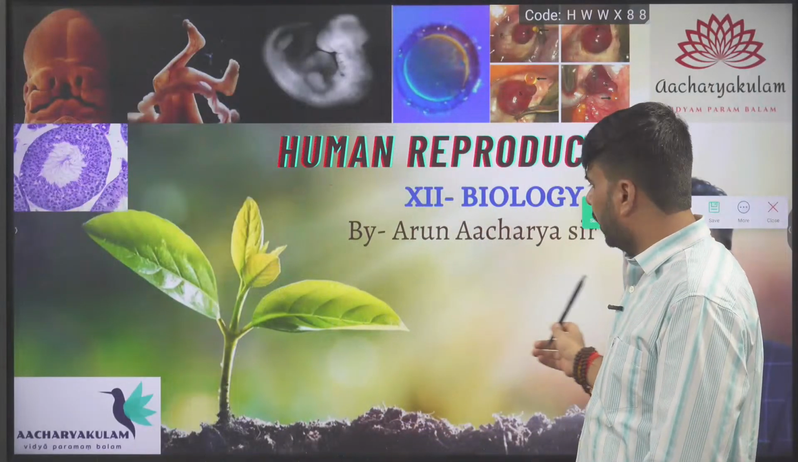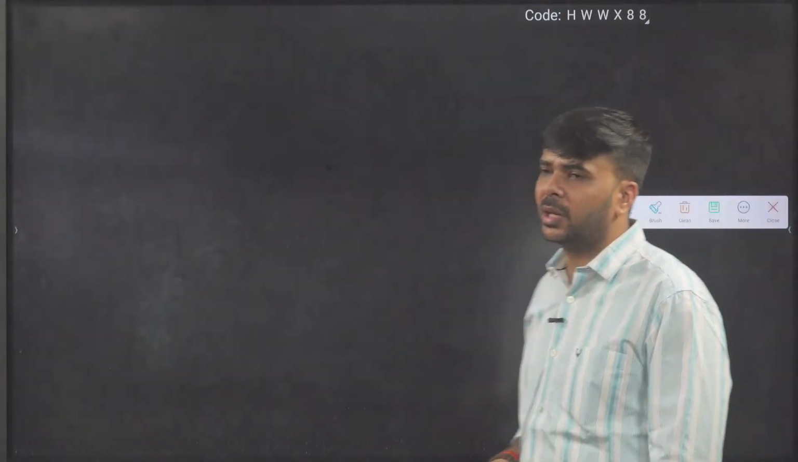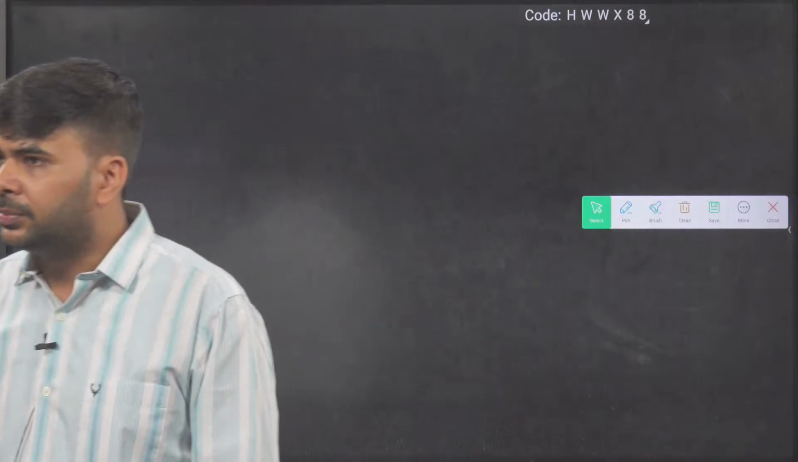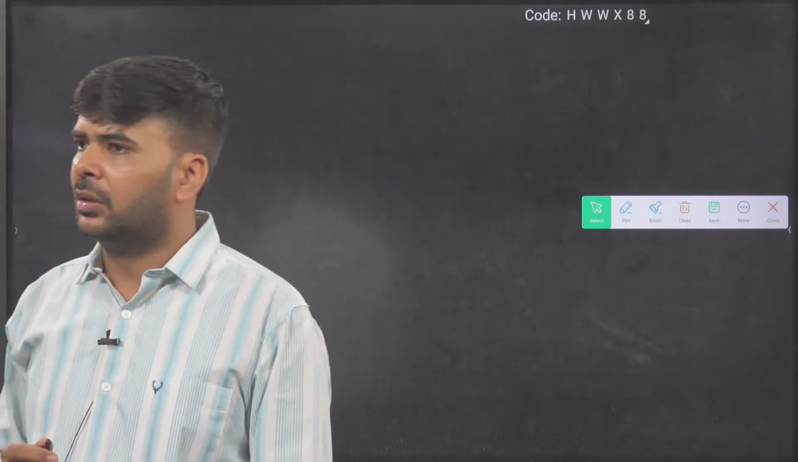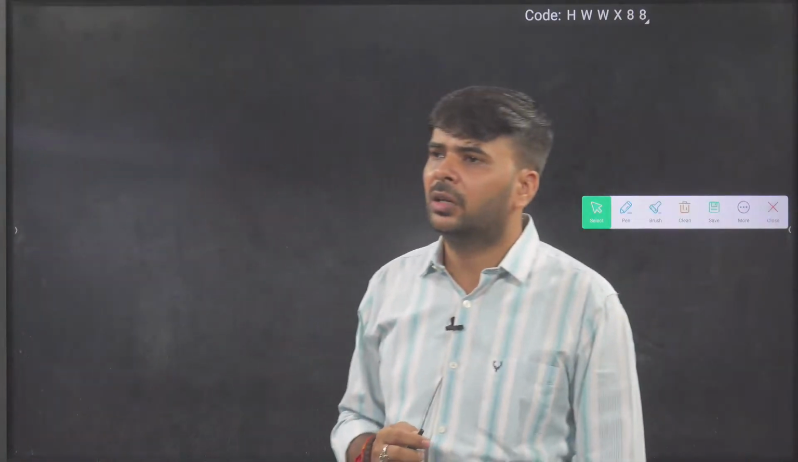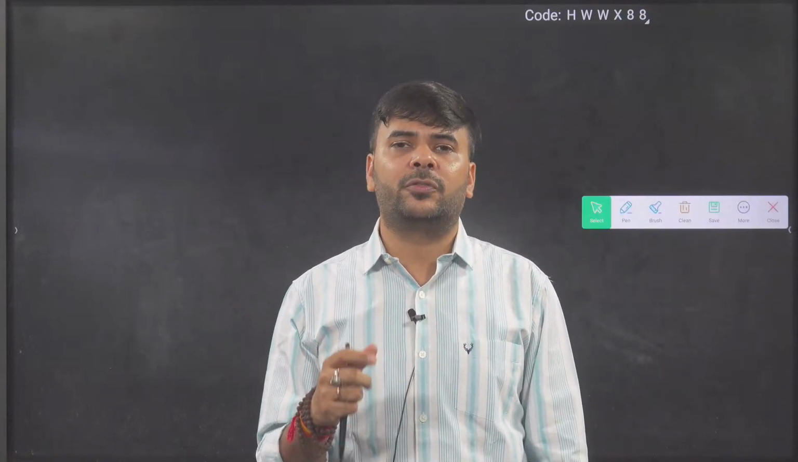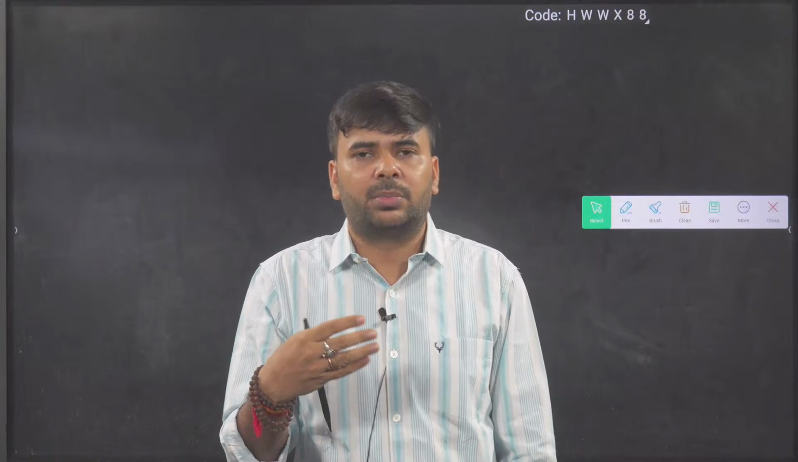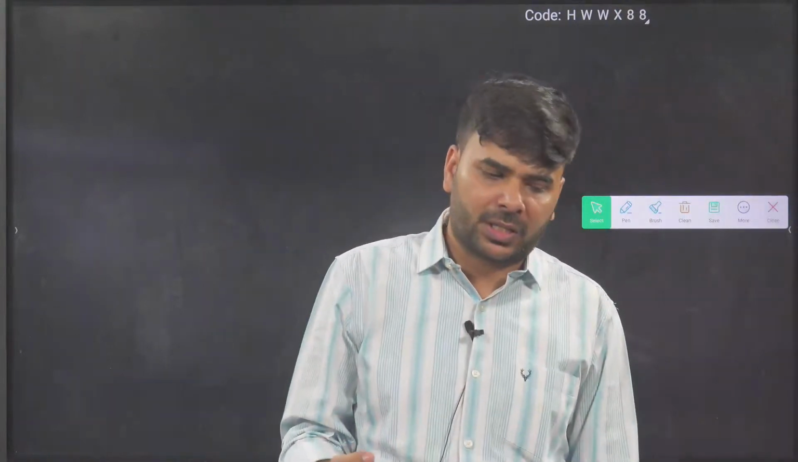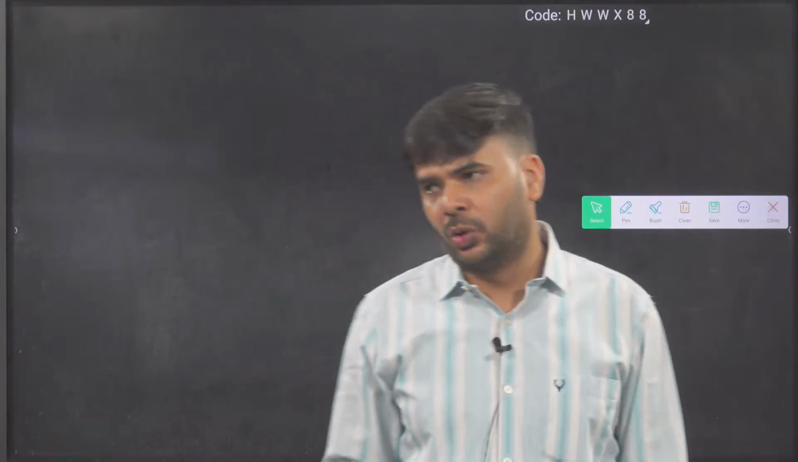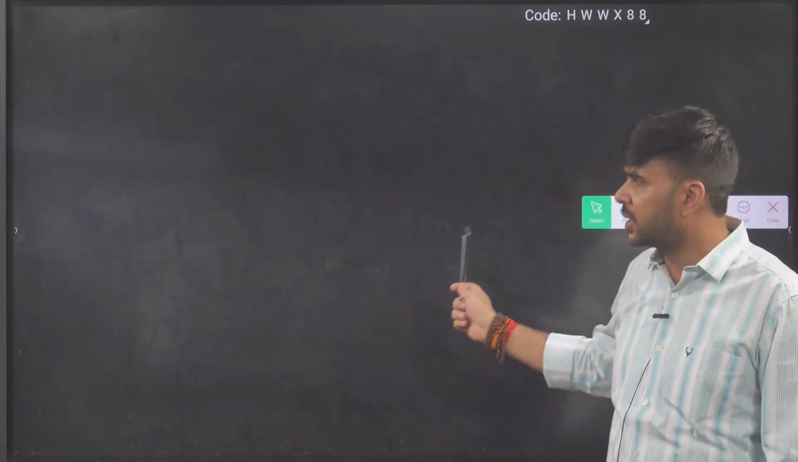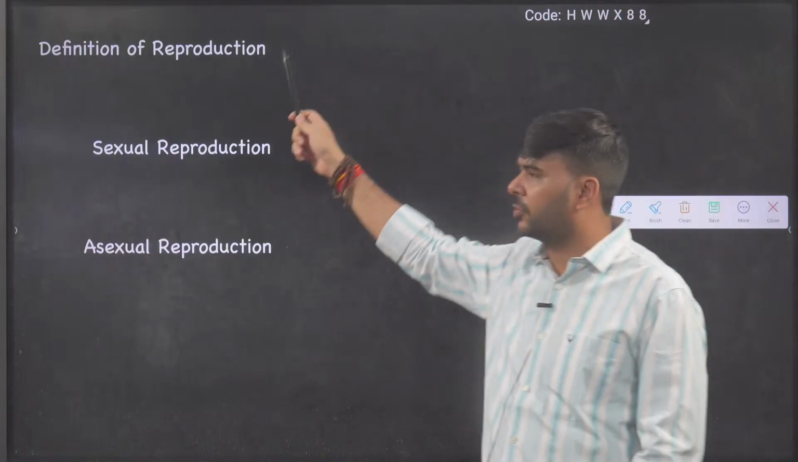So here we come to reproduction. What do you mean by reproduction? The correct answer: it is the process or mechanism of the biological system where species form similar organisms, similar species. It is called reproduction. Reproduction may be sexual or asexual. What do you mean by sexual? What do you mean by asexual? Definition of reproduction is clear.